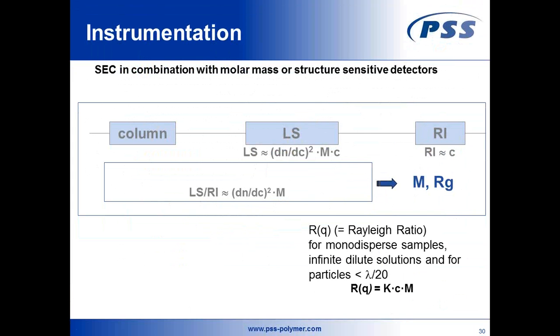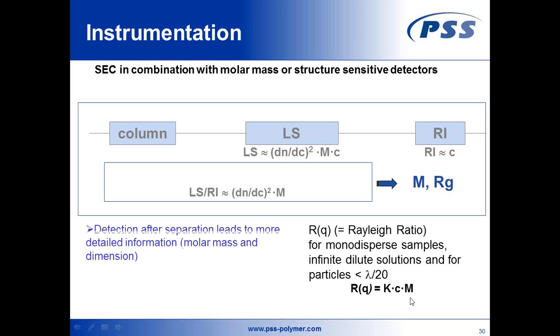Depending on the size of the protein, you can measure the molar mass of your sample out of your scattering intensity, according to the Rayleigh ratio, as indicated in the equation above. And this whole scheme shows you that you have to have a powerful separation on the front end, which is the column, in order to get more detailed information about your sample after separation by using two or more detectors.